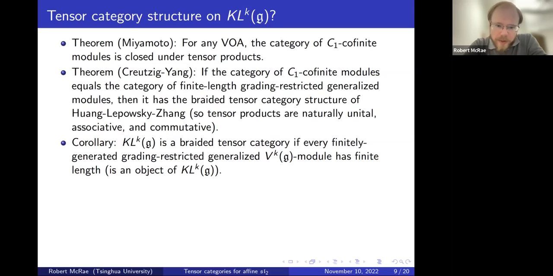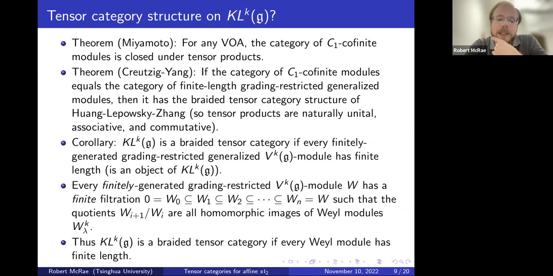So the corollary of these two results is that KL upper K is indeed a braided tensor category if every finitely generated module for VKG also has finite length, which is to say that it's an object of KLK. So to get the existence of a tensor category structure, we need to prove that every module is finite length. And actually, we don't need to consider general finitely generated modules, because if you have a finitely generated module, you can get this kind of filtration where the quotients in the filtration are Weyl modules. So it's actually enough to show that every Weyl module has finite length.